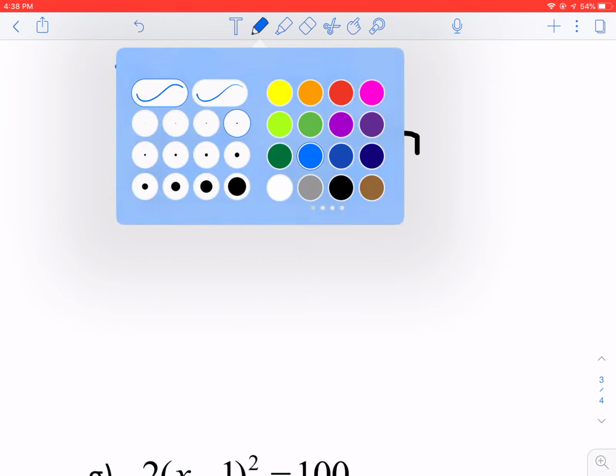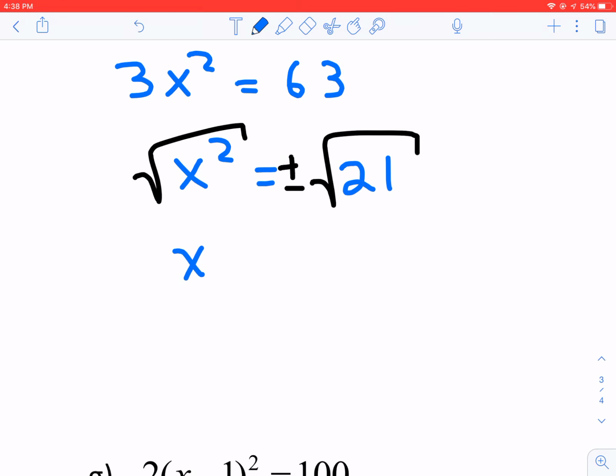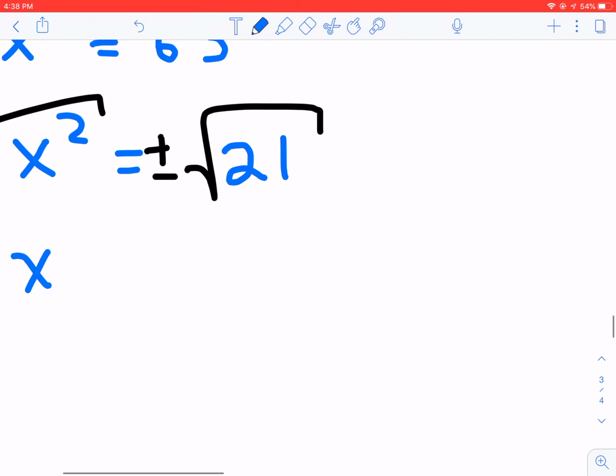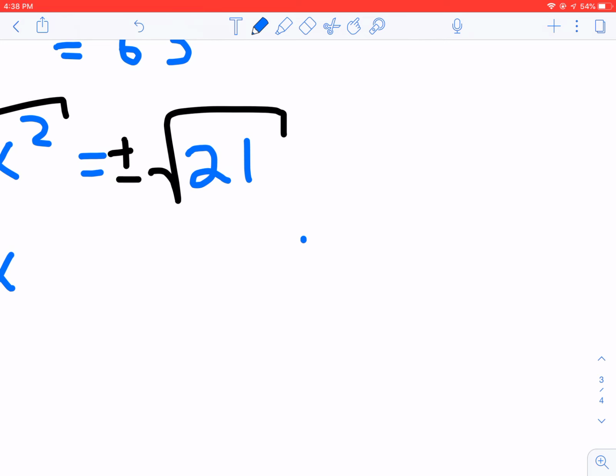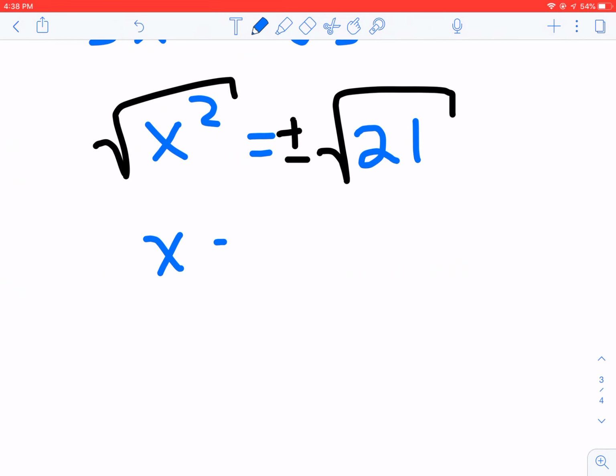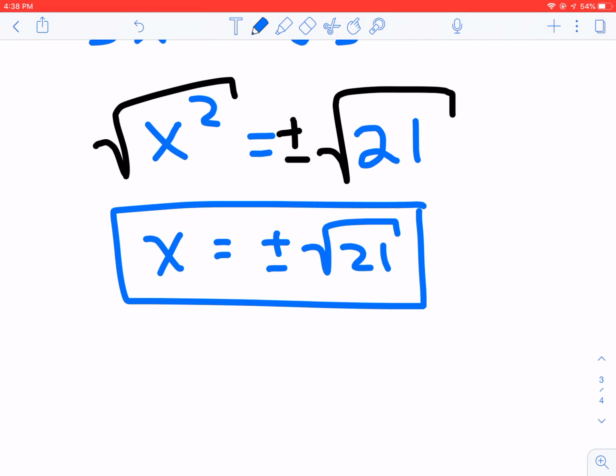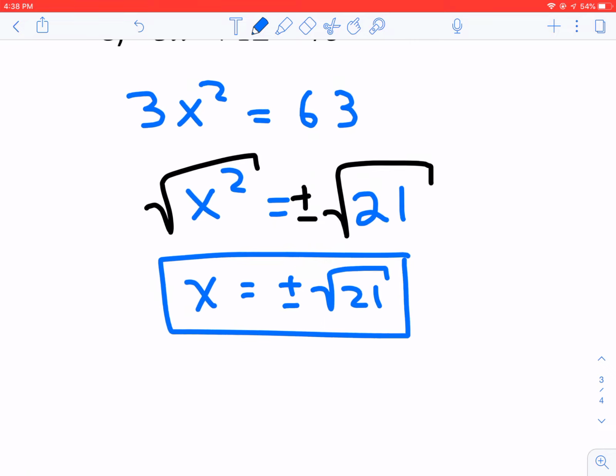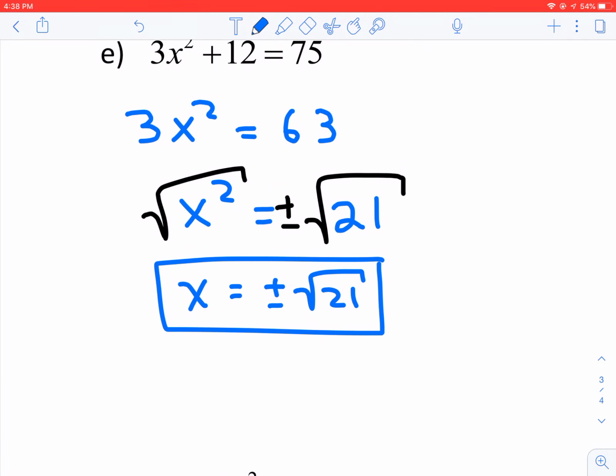But 21 is not a perfect square, so we have to simplify the square root. So is there any perfect square that divides into 21? Well, 4 doesn't go in, 9 doesn't go in, 16 doesn't go in, and then 25 is bigger than 21. So we can't simplify it, but just because you didn't get a nice answer like 2 or 4 or 11, doesn't mean it's not an answer. Our answer in this case is irrational. X is plus or minus the square root of 21. And you leave it just like that.